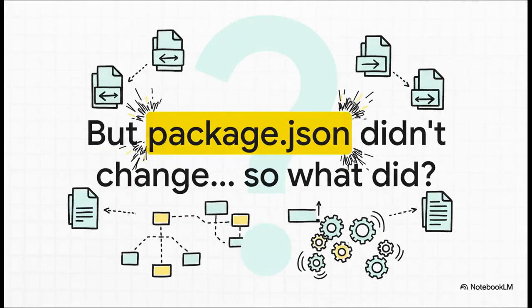So where do you even start looking? Well, the first place, obviously, is package.json. You're thinking, okay, did I accidentally update a dependency? Did a script get changed? But you check, and nope, it's exactly the same. The dependencies haven't been touched. So if the main recipe for the project is identical, what in the world is going on?